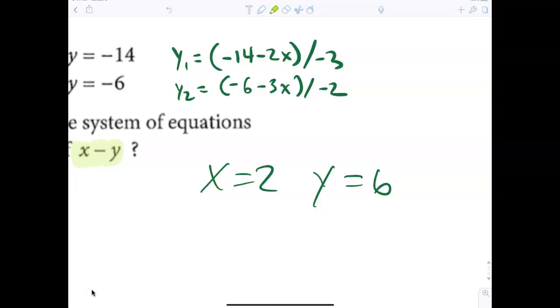I do parentheses first. Minus y, negative is negative. Graph. Second. Hold on a minute. Oh, I got it now. All right, I want to hear 14. Negative 14 minus 2x divided by negative 3.